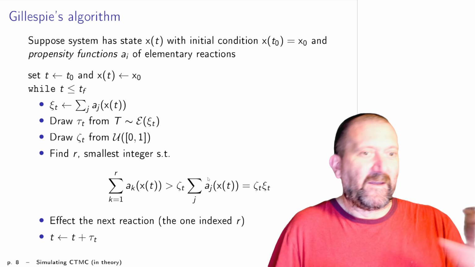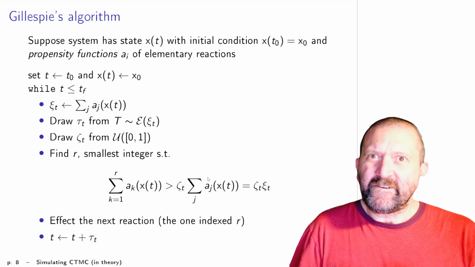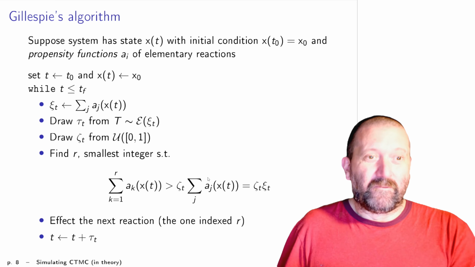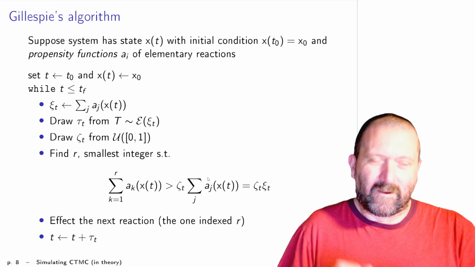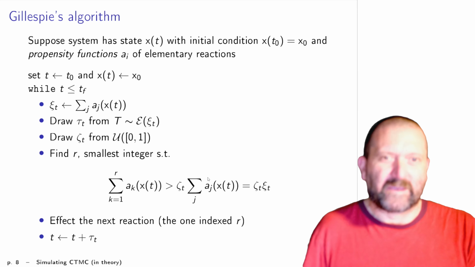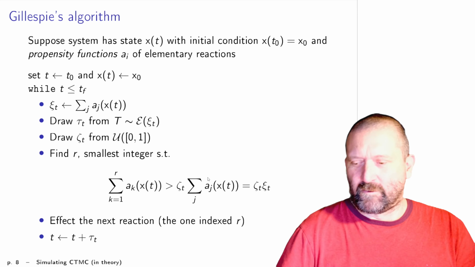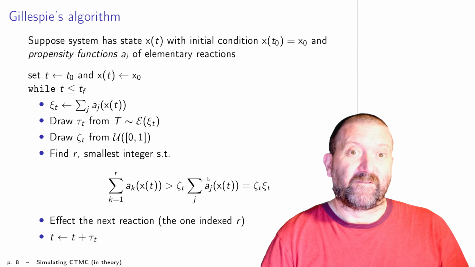Then you effect that change, and you move the time forward by that random value that you found at the beginning. And you repeat until the time is big enough.